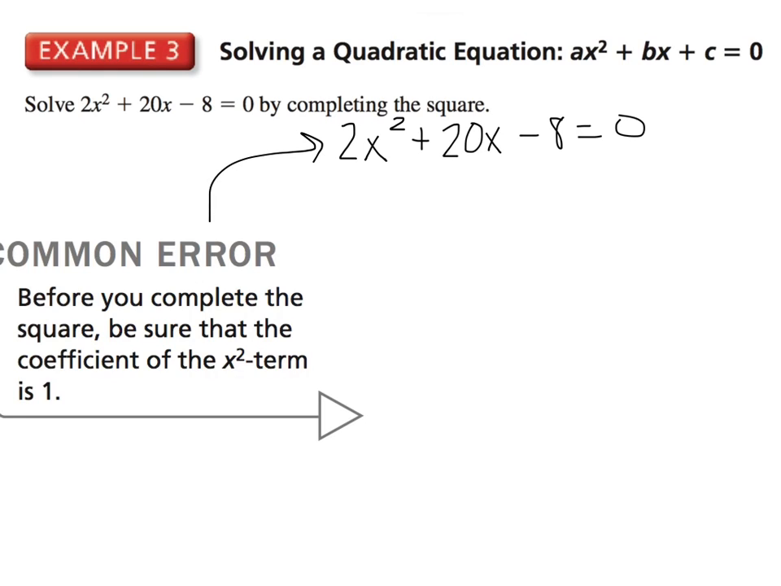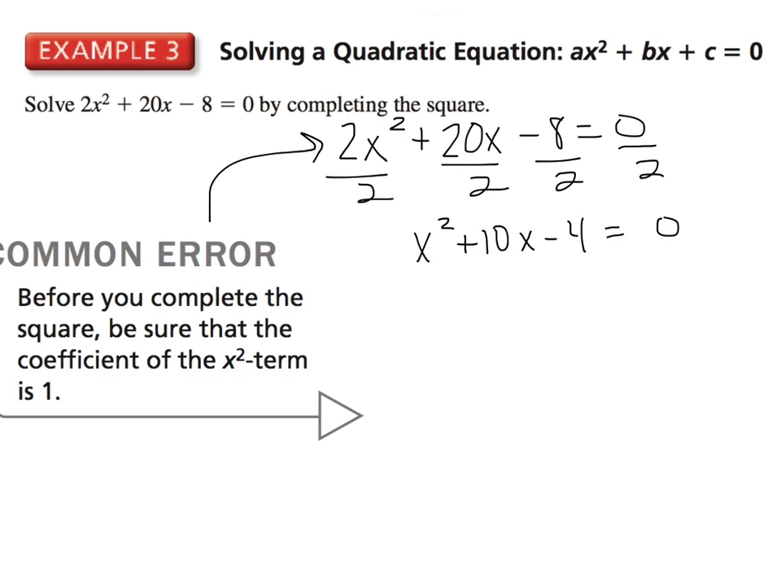So the first thing you always do is you divide everything by 2. Everything by 2. So that gives me x squared plus 10x minus 4 equals 0. Next step, I get the minus 4 on the other side. So I have x squared plus 10x, I leave a blank, equals 4. I now complete the square.